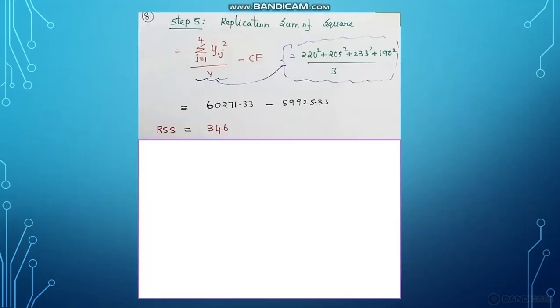And the fifth step is you want to find the replication sum of square. That is, you want to total the replication squares: 220 square plus 205 square plus 233 square plus 190 square divided by 3, minus CF.